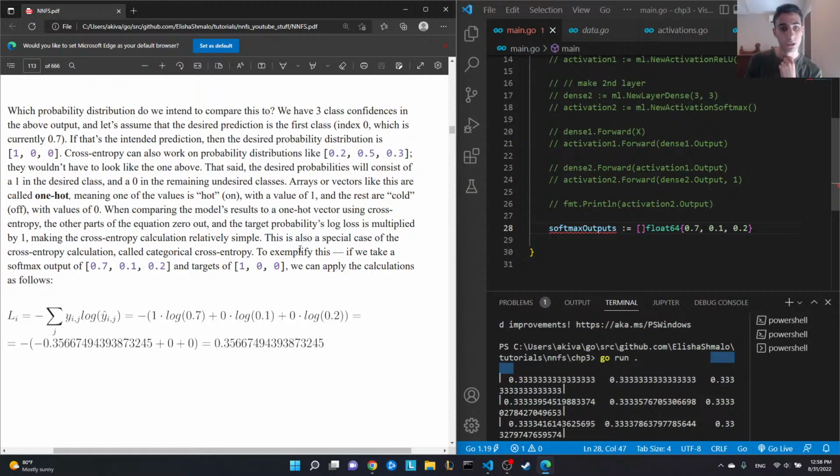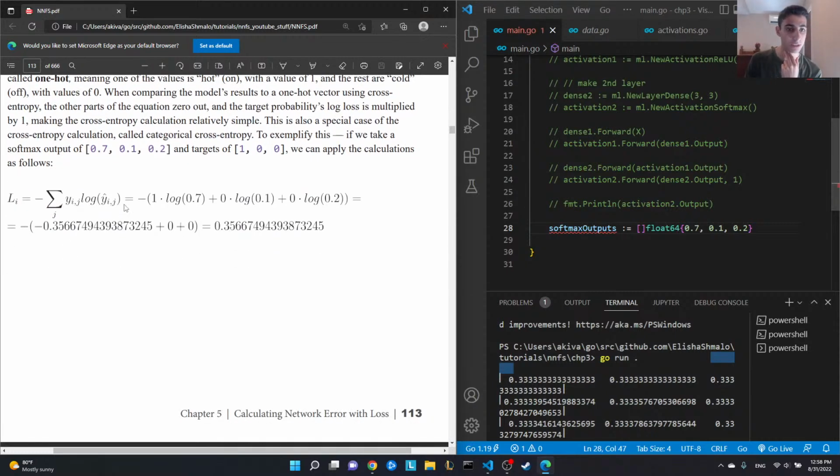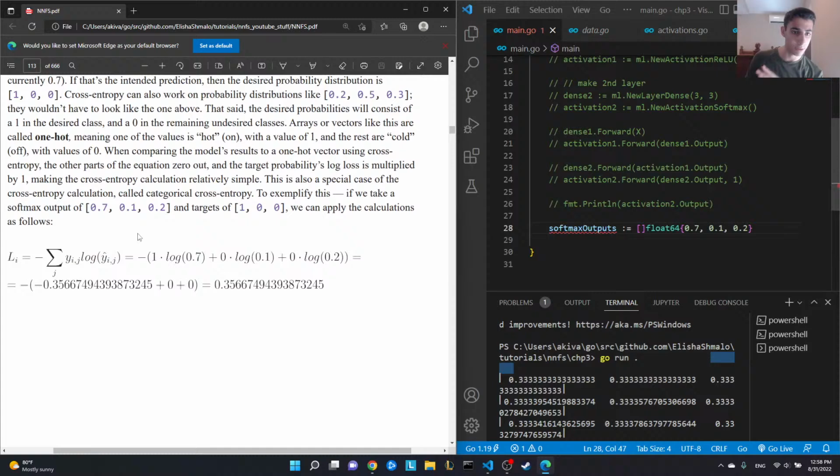To exemplify this, we'll take a softmax output, this, and targets 1, 0, 0, and we'll apply the calculations as follows. So this is the equation for loss. By the way, I read through that very quickly because I really think it's explained more just by the diagrams and eventually by the code. So let's take a look. This is the calculation for the loss.